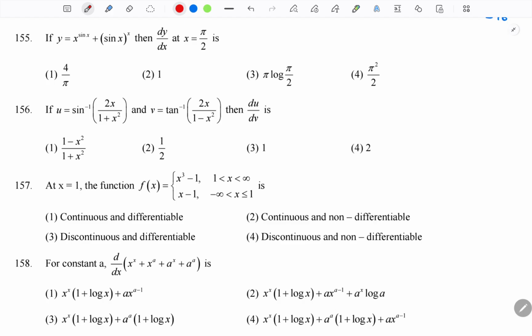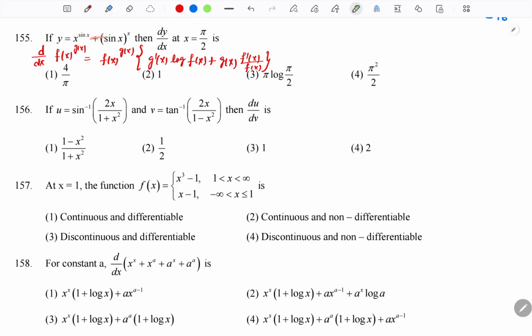Now see this one. Whenever your question looks like f of x power g of x, then what is the shortcut trick answer? F of x power g of x times [g dash of x log f of x plus g of x times f dash of x by f of x]. Apply this formula, you will get the answer. If you face difficulty with this one, take this part, this part, take log on both sides, and substitute again. That time also you will get the answer.